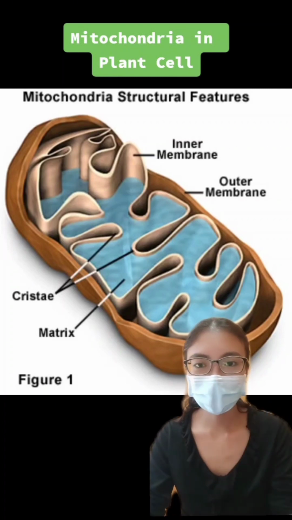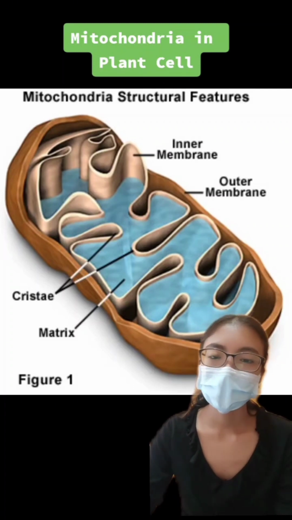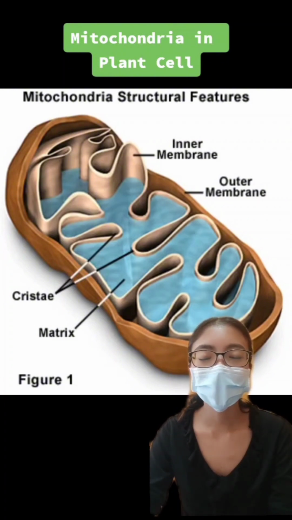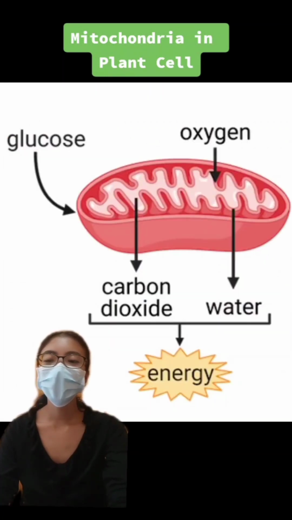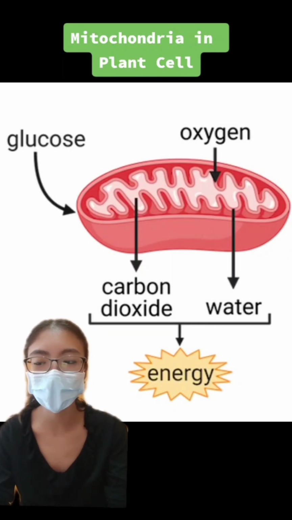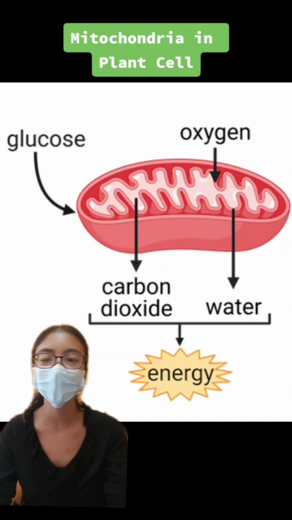So let's talk about the structures of mitochondria. The main structures of mitochondria are the inner membrane, outer membrane, cristae, and matrix. Now, mitochondria's function in a plant cell. The main function of mitochondria in a plant cell is to produce energy through cellular respiration. During cellular respiration, cells use oxygen and glucose to make energy, carbon dioxide, and water.